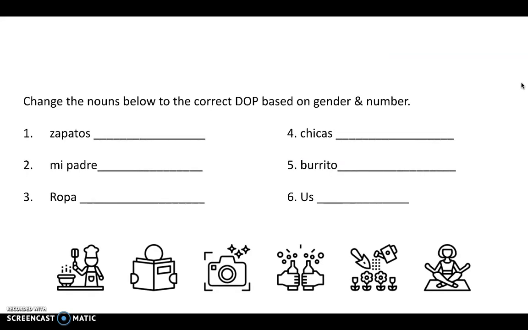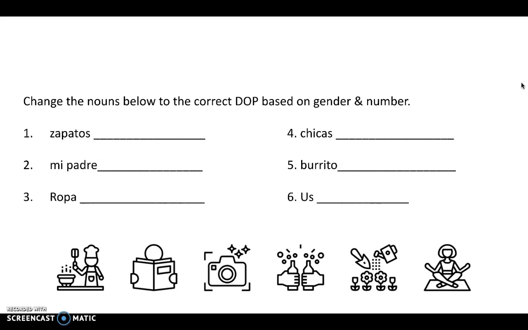So go ahead and take a minute to do the practice below. Change the nouns below with their correct direct object pronoun based on their gender and number. So you guys can pause the video, work through these, and then we'll go over the answers.